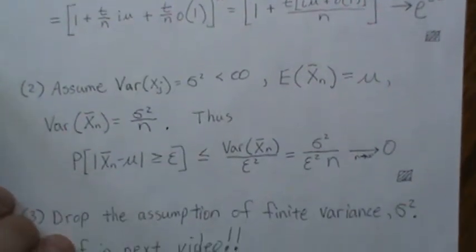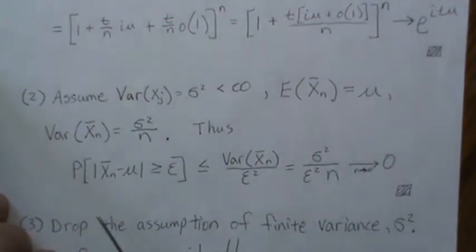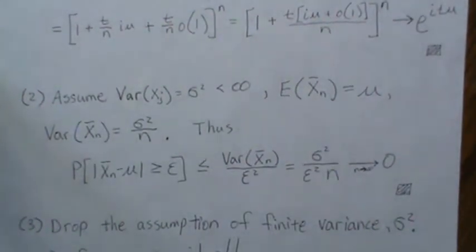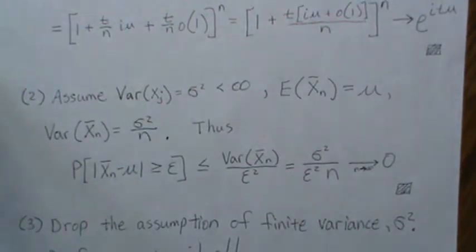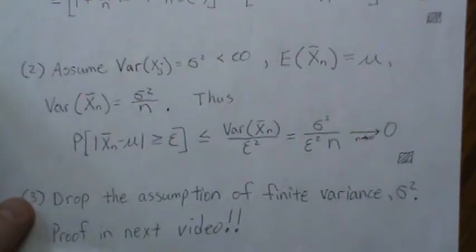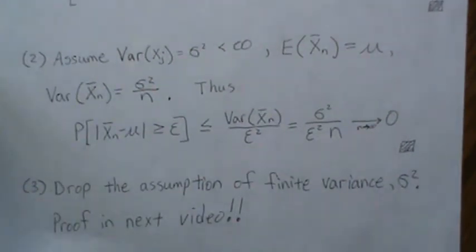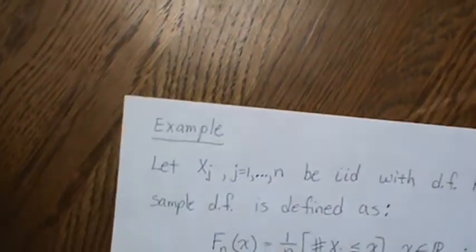Now the third proof, we're going to drop the assumption of the finite variance sigma squared. And it's kind of a cool proof. It delves into what's called truncation of a random variable. But unfortunately, the proof is a little bit long, so we're going to dedicate a whole video to that proof, and that's going to be the next video, the 8th video in this little series. But before that, let's do a little example.